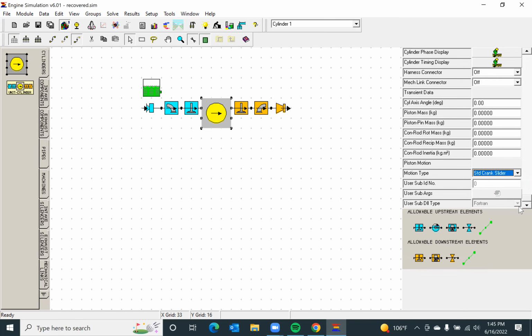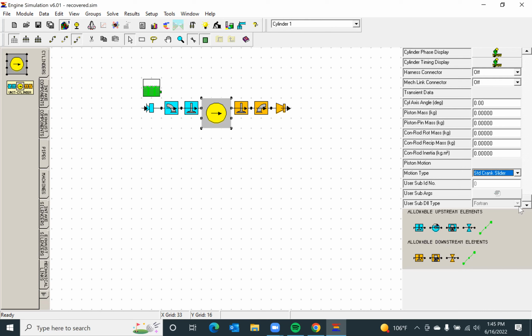And this software is so nice that it's going to give you some hints as you proceed. So since we are working on the cylinder, we need to have something before the cylinder and something after the cylinder. The components before the cylinder are called upstream components, and these are the allowable upstream components. For example, this is a valve, I think the turbocharger, and that type of stuff.